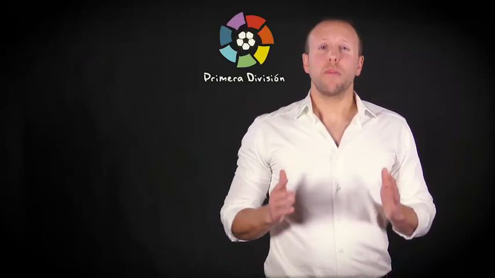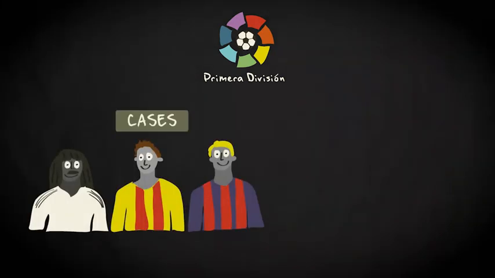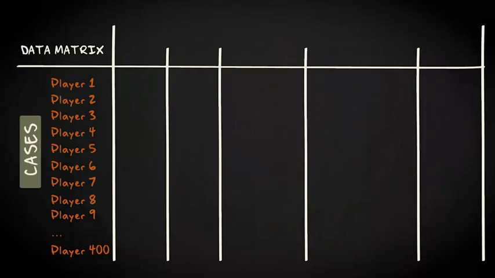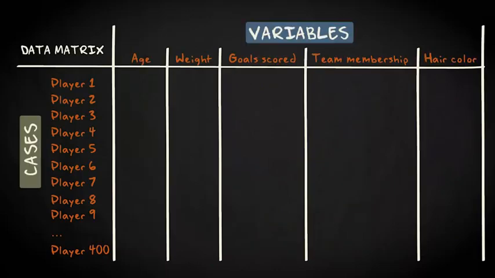Imagine you're interested in the Primera División, the top football competition in Spain. The cases you're interested in are individual football players within the league, and the variables you focus on are age, body weight, goals scored, team membership, and hair color. The best way to order all this information is by means of a data matrix.